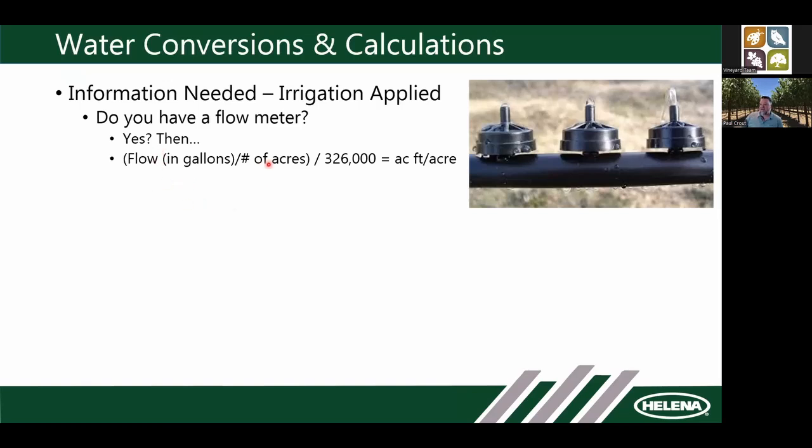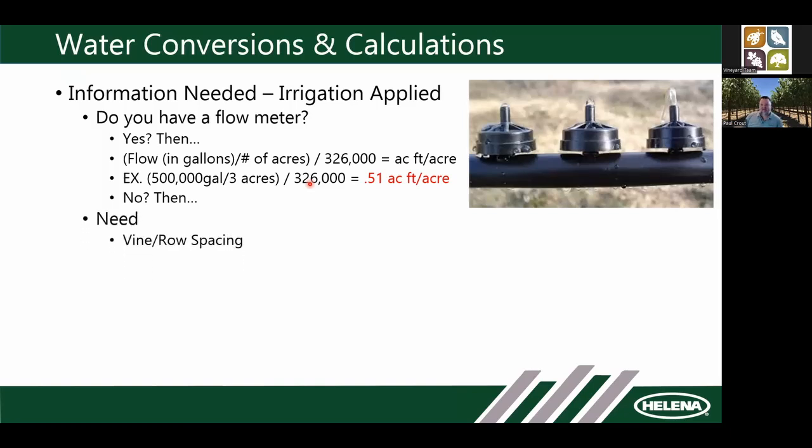So you've got your flow in gallons, you've got your number of acres, so you divide that, and then you divide by 326,000, and that will get you the amount of acre feet per acre that we're looking for. So for example, your flow meter shows that you have utilized 500,000 gallons, and that covers 3 acres, and you divide that by 326,000, that gets you to 0.51 acre feet per acre for that block.